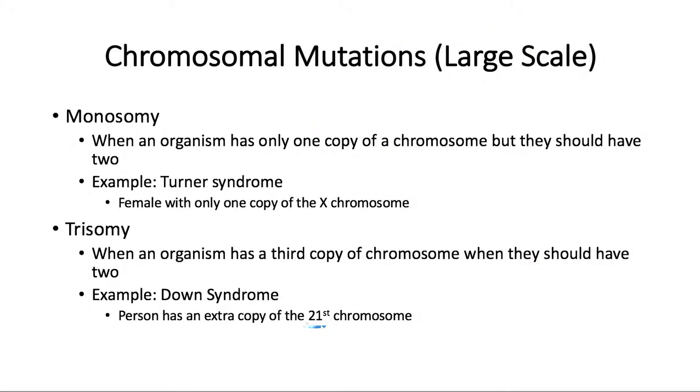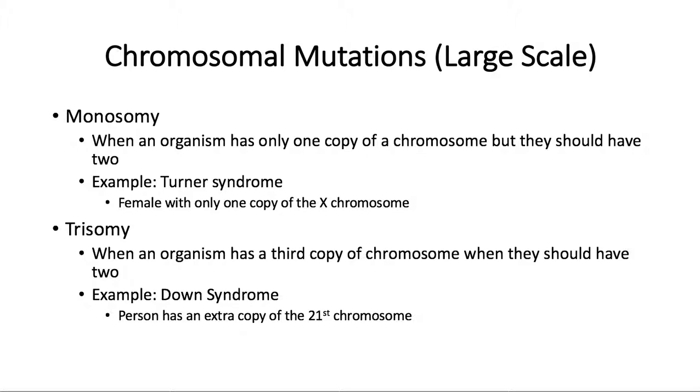Now, larger scale mutations involve chromosomal mutations. A monosomy is when an organism has only one copy of a chromosome, but they should have two. An example of that is Turner syndrome. A person with Turner syndrome has only one copy of the X chromosome, and I'll show you a picture of the karyotype of a person with Turner syndrome.